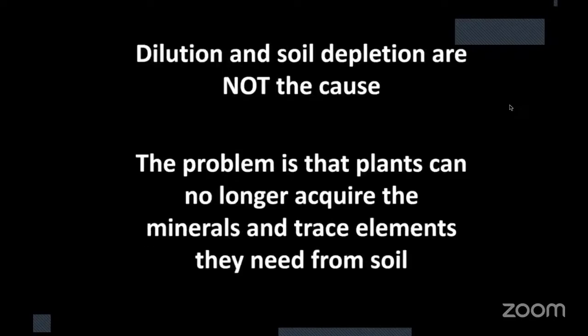So dilution is not the cause, soil depletion is not the cause. The soil test will show you that in total those minerals and trace elements are still in the soil, but they're no longer in the plants. For some reason, plants are no longer able to acquire the minerals and trace elements that they need, even though they are there in the soil. So why is that? If we had time today, we could explore that and have a good discussion about what the reasons for that might be.